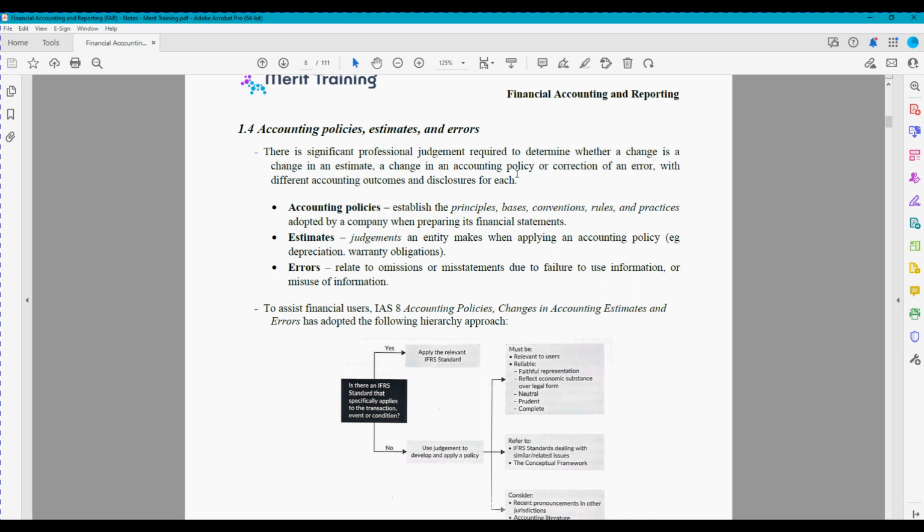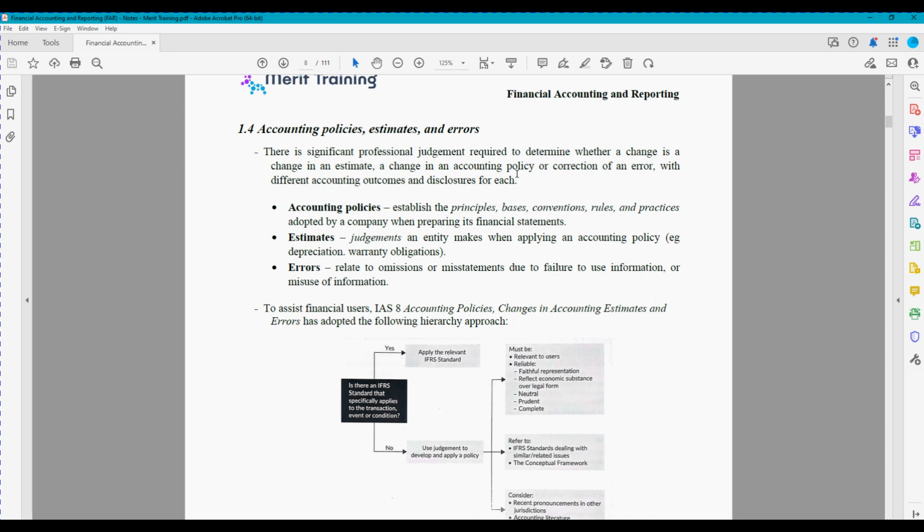Estimates is where a judgment has been applied by an entity when applying a policy, right? So the policy is the framework. The estimate is an actual application of that framework in calculating a number. So we've estimated the effective life of an asset to be 6 years, for example.